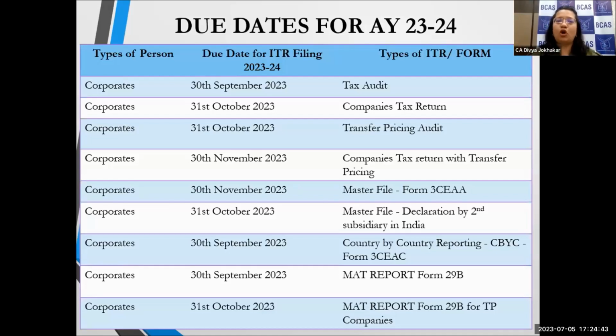This thing you will disclose on the 31st October in Form 3CE AB by ensuring that you're declaring your sister concerns' details, that you are part of the same parent, same ultimate group. Country by country reporting is due 30th September, which is 1 month before filing of the transfer pricing report. However, if you are applicable to MAT, you will have to file that 1 month before the ITR due date, that is the 30th of September.